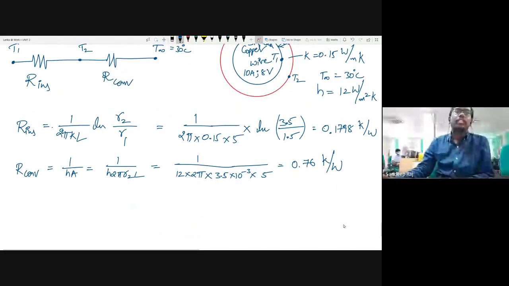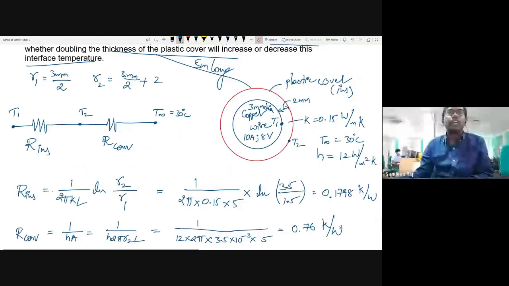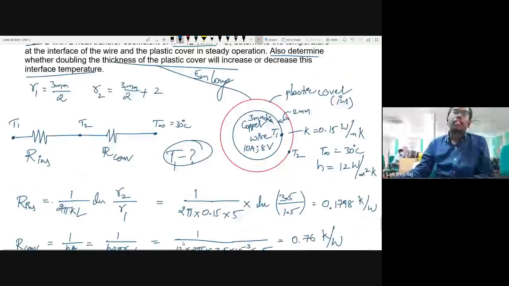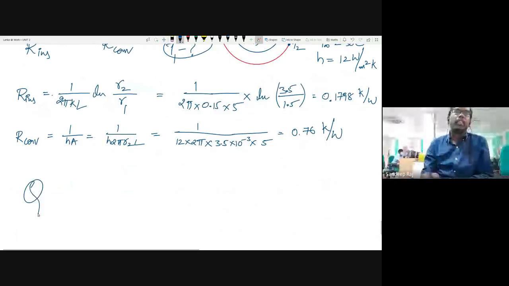Okay. So these are the resistances. And what he's asking you to find is the temperature. Interestingly, he's asking you to find the T1 value. What is T1? You have to find out. So how can you find it out? Somebody tell me. Q is equal to T1 minus T infinity over R insulation plus R convection. We know this. In this, he's asking you to find T1.